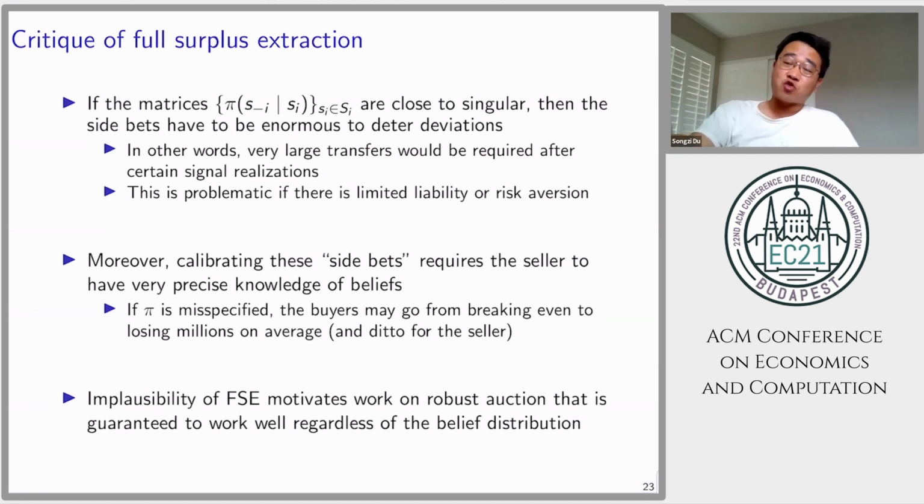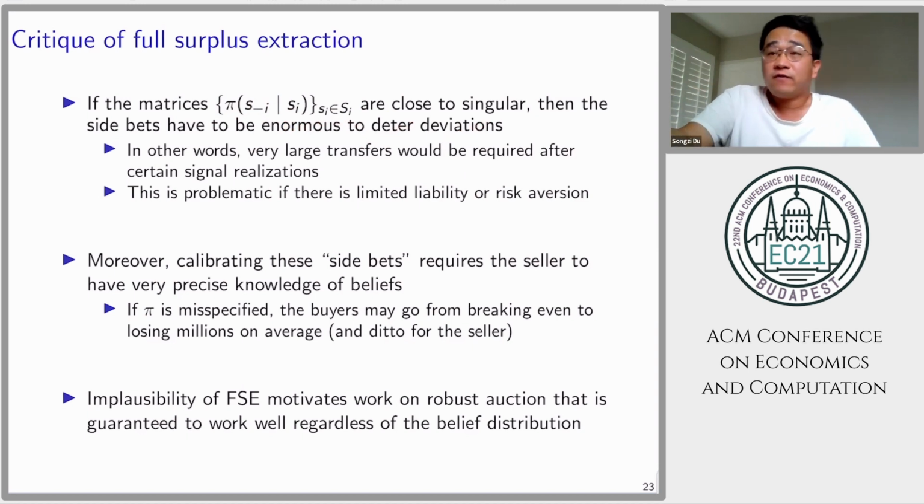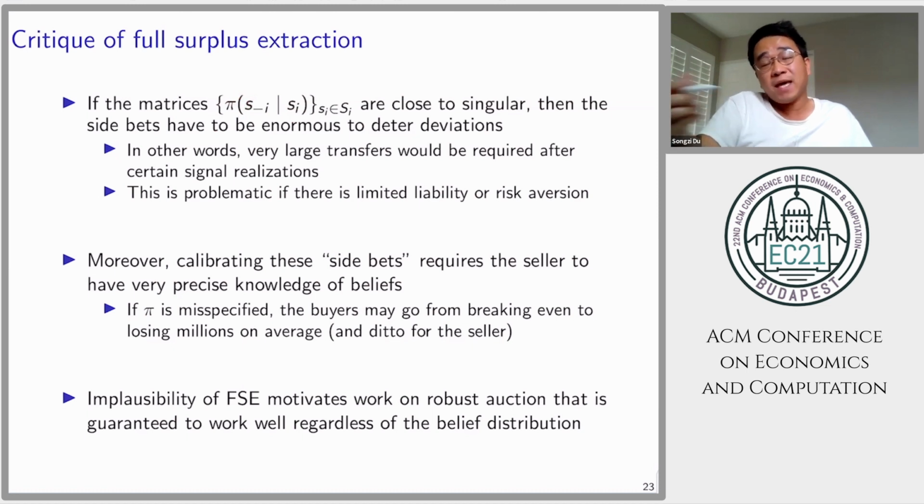Okay, so the full surplus extraction is a very powerful result, but it is certainly counterintuitive, and it's not something that we observe in practice. Okay, so there are various critiques of the full surplus extraction result. So first of all, if these interim beliefs are close to singular, so if the distribution of the types is close to being independently distributed, then the side bets will have to be enormous. So to have those separating hyperplanes, because these interim beliefs will be very close to each other as we vary the type, we have to really make those Gi enormous to leverage the small difference in these interim beliefs if pi is close to independent.